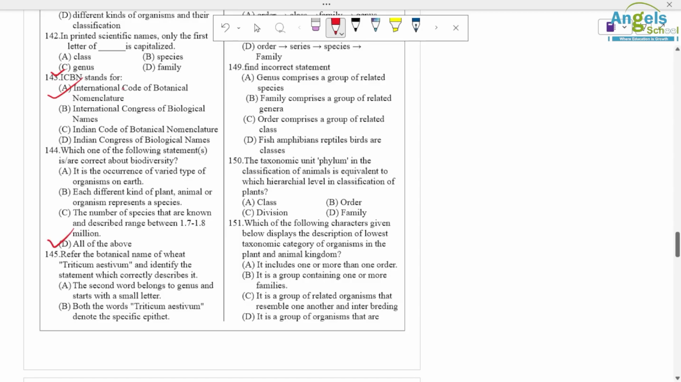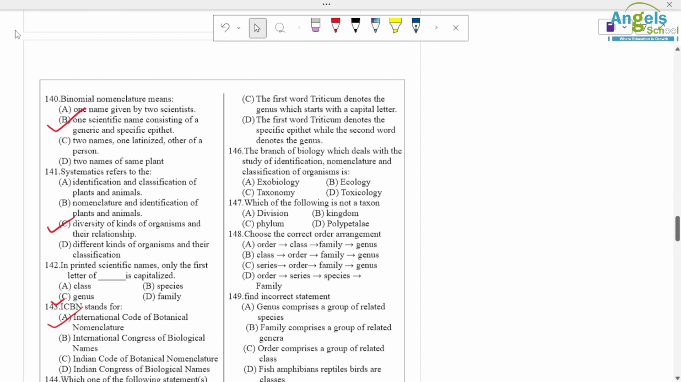Refer to the botanical name of wheat, Triticum aestivum, and identify the statement that describes it. The second word belongs to genus and starts with a small letter: wrong option. Both words Triticum aestivum denote specific epithet: again wrong option. The first word Triticum denotes genus and starts with a capital letter: right option. The first word denotes specific epithet and the second denotes genus: no, that is reversed. Okay, so C is correct.